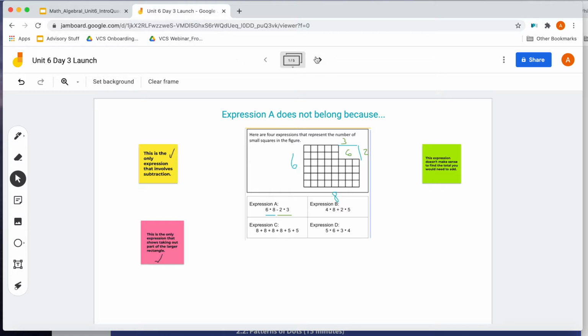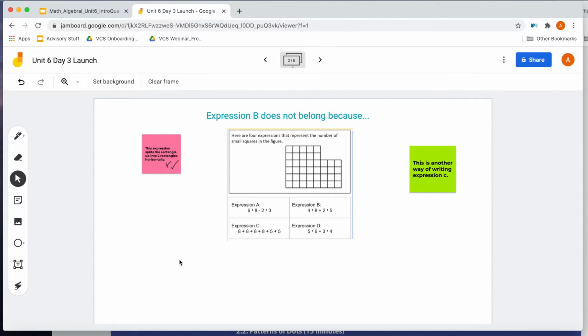Now let's take a look at expression B. There might be a little bit less responses of people thinking that this one doesn't belong, but we still see some answers. So this person says it splits the rectangle up into 2 rectangles horizontally. And this person said this is another way of writing expression C. Interesting. Can someone explain this part right here? How do we see the connection between expression B and this image?